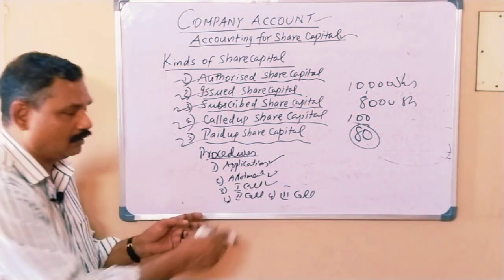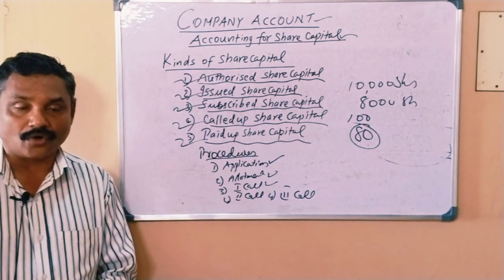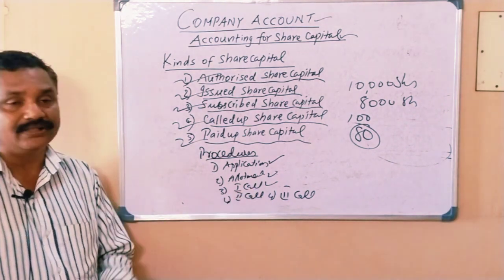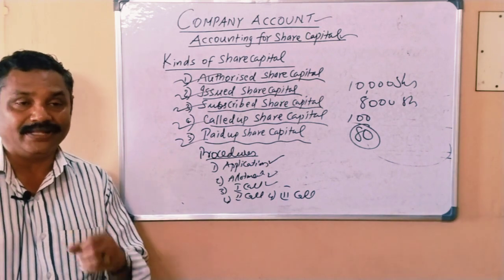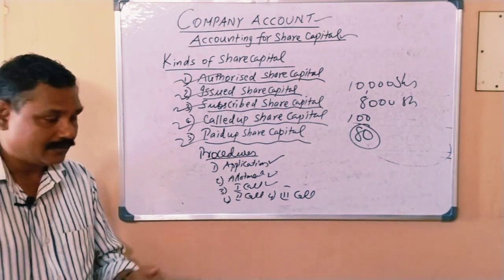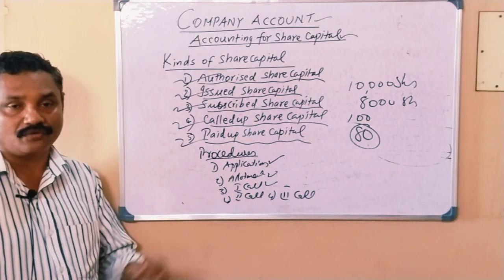Next, first call. Receiving first call or making the first call. Here also there will be 5 or 10 days for the shareholders or public to send the first call money to the company within that time limit. Like that, second call also, final call also.